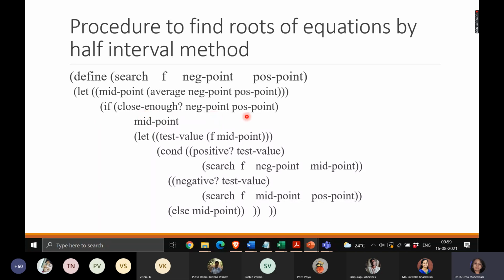So now, inside, if you look at close-enough, it is another function, and for which there are 2 arguments a and b. So I told that given the interval, the lower limit and upper limit, if the lower and upper limit are close enough, then you have to terminate, right? That is what we have written here. If a and b, negative point and positive point, are close enough, what will the if statement do? If it is true, return this, else it will go here.